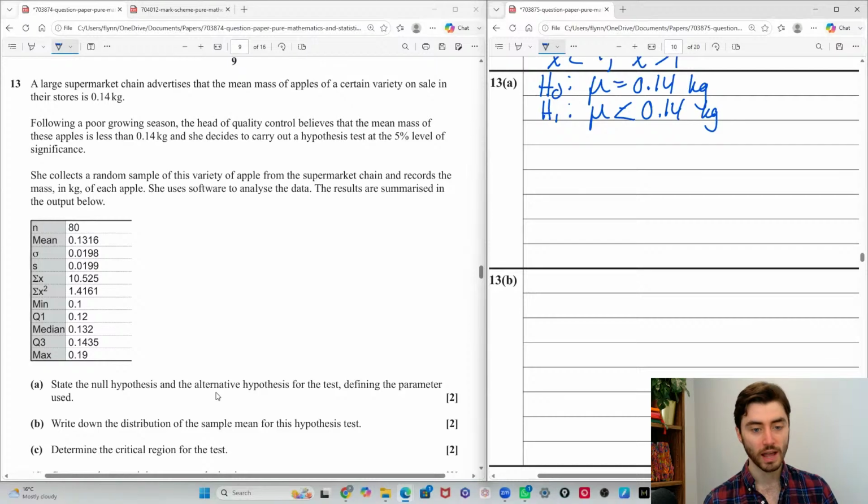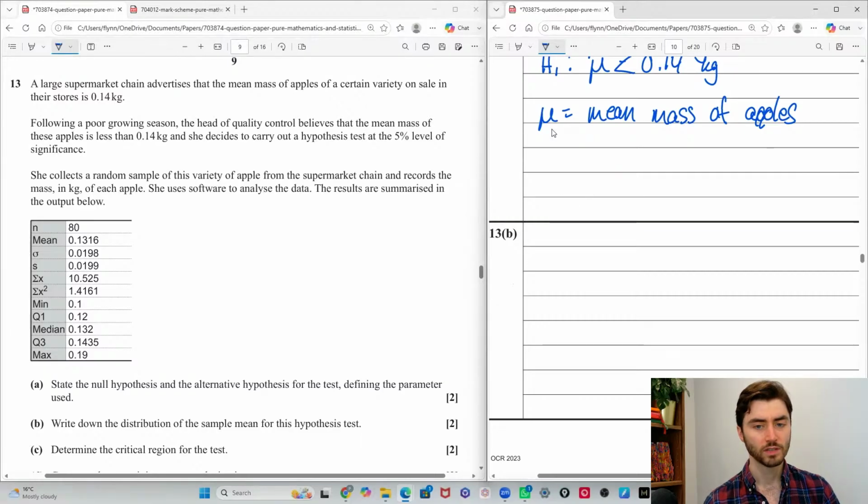So here we've got your null and alternative hypothesis. Defining the parameter used. So let's say mu equals the mean mass of apples. B, write down the distribution. So X will be distributed. How many did she take? N equals 80. So we're testing for the mean. So this has to be normal.